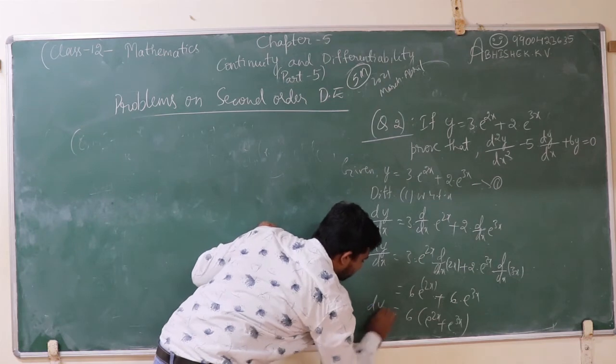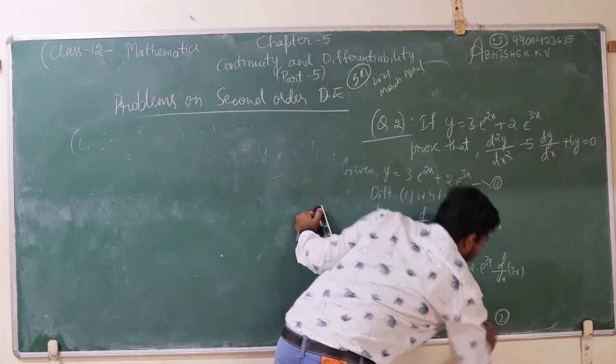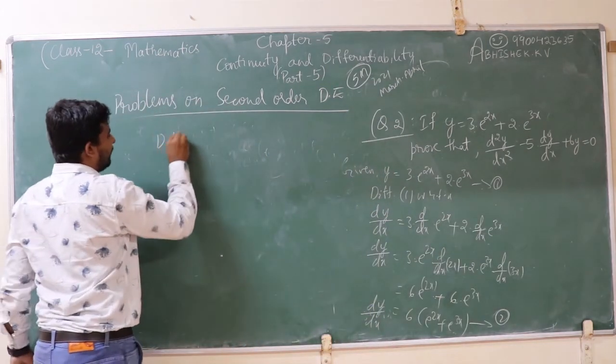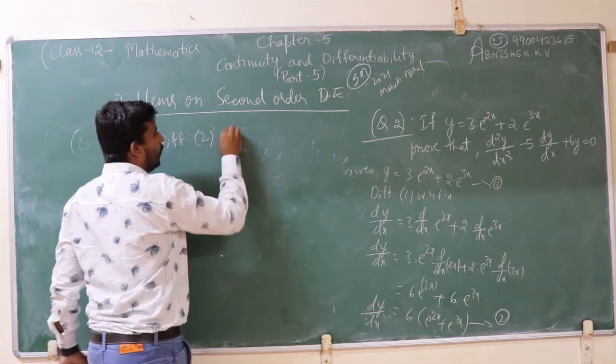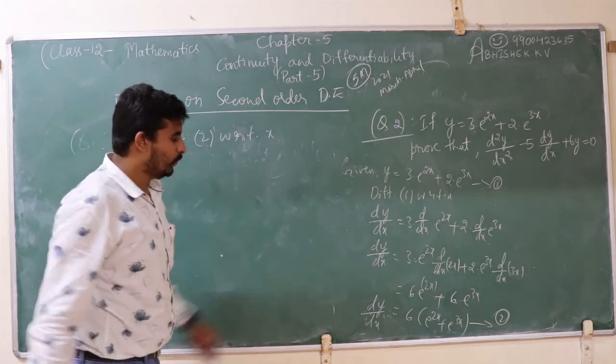This is what? The first order dy by dx, and call this equation as 2. Now, differentiate equation 2 with respect to x.